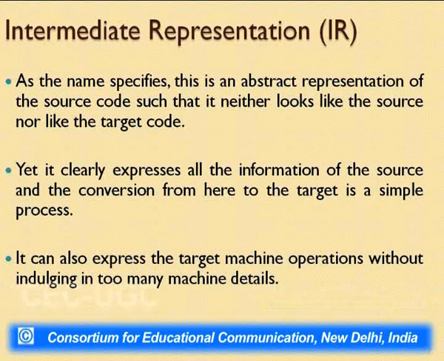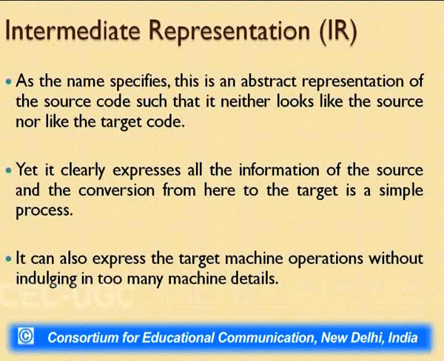So this is supposed to be code that is neither similar to the source nor absolutely like the target. It's somewhere in the middle of that. It should clearly express all the information of the source, and conversion from here to the target should be a simple process. It should not be the case that we have landed in a form that is even more difficult to convert to target code. That is something we need to avoid.